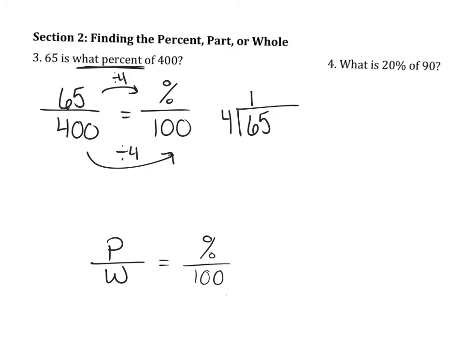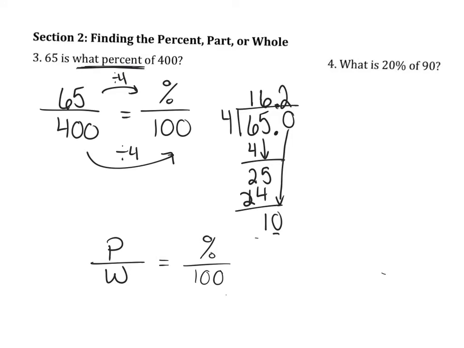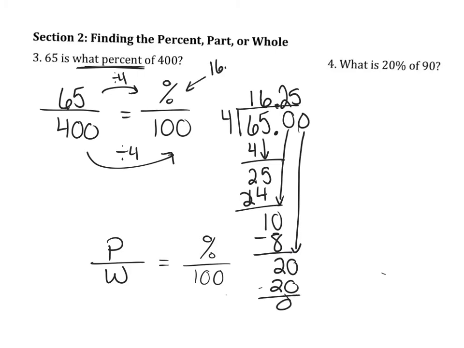So 4 goes into 6 one time, which leaves 2 left over, bring down the 5. So 4 goes into 25 6 times, which is 24. You have 1 left over, add a decimal, we cannot leave a remainder. 4 goes into 10 2 times, which gives me 8, with 2 left over, and we're going to add another 0 and bring it down. That gives me 20, and it goes in there. So it wasn't a bad number at all. So this answer right here is 16.25%.